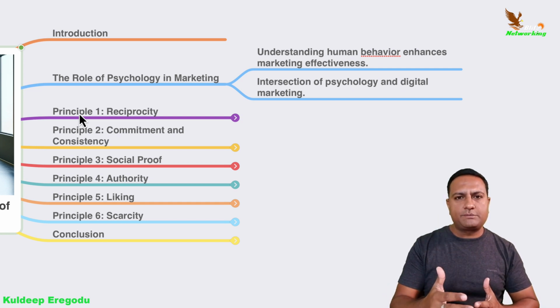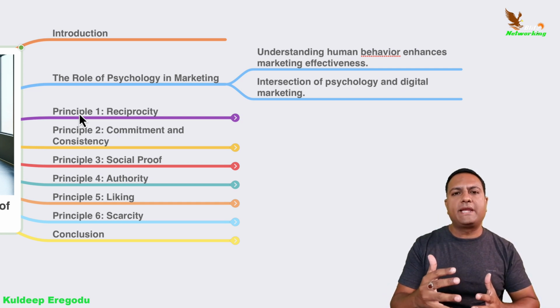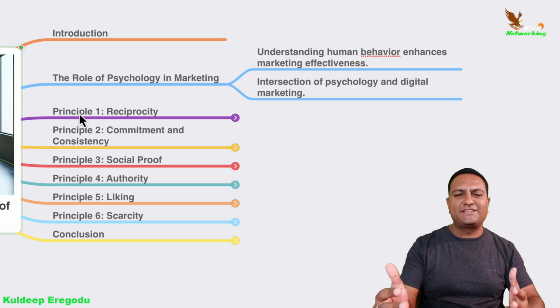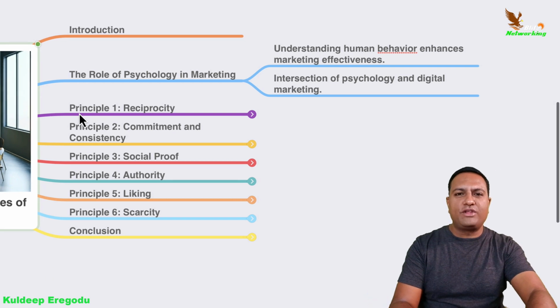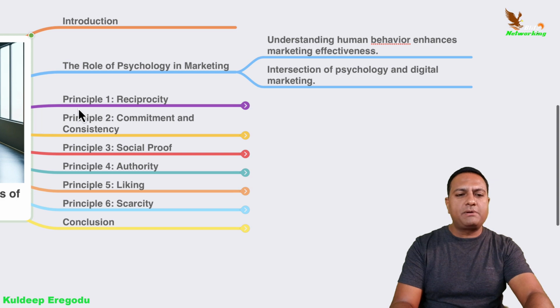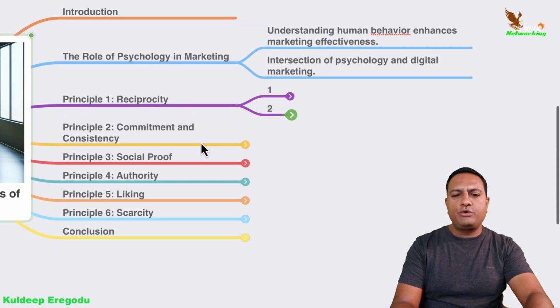With the help of these six principles, we will understand how we can break that jinx, and you will be able to become an influencer. So principle 1 is reciprocity. What do you mean by reciprocity?